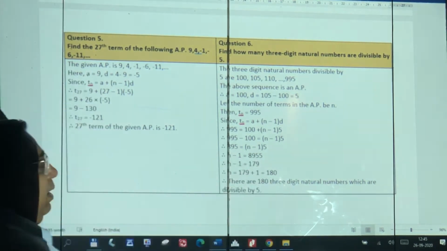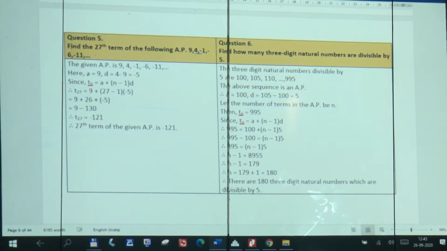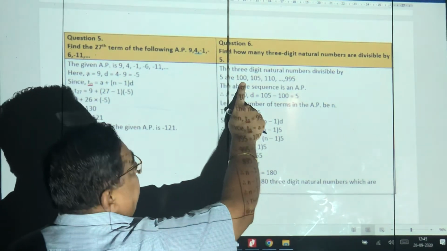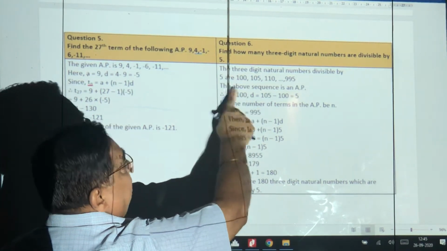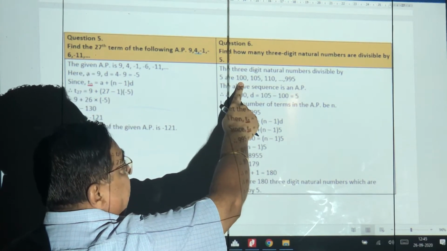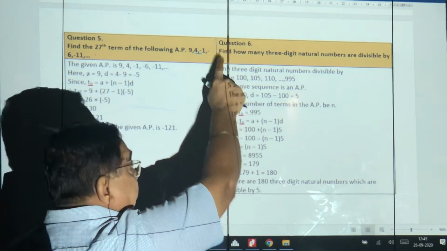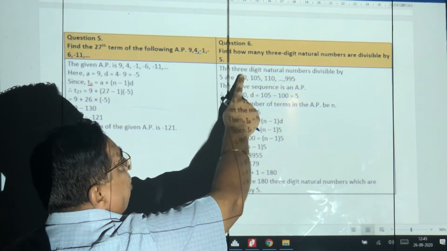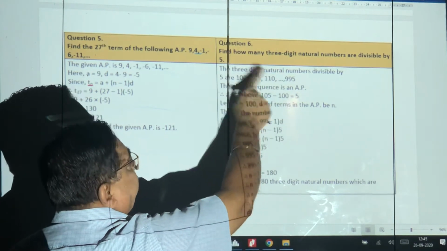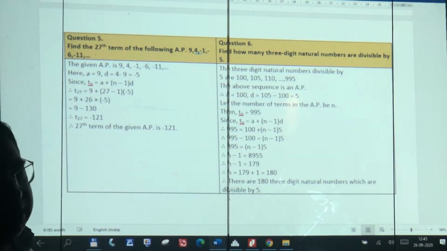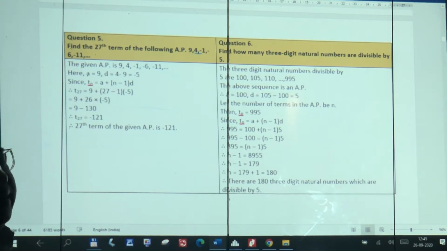This is a new sum. Have a look and please give me some attention. How many 3-digit natural numbers are divisible by 5? Tests of divisibility were done with you in the 8th standard. Now, 3-digit numbers: 99 is not 3-digit. The first 3-digit number is 100, and it is divisible by 5. So 100, then 105, then 110. Of course, the difference will be 5, because you know the 5 table: 5, 10, 15, 20, the difference is 5.